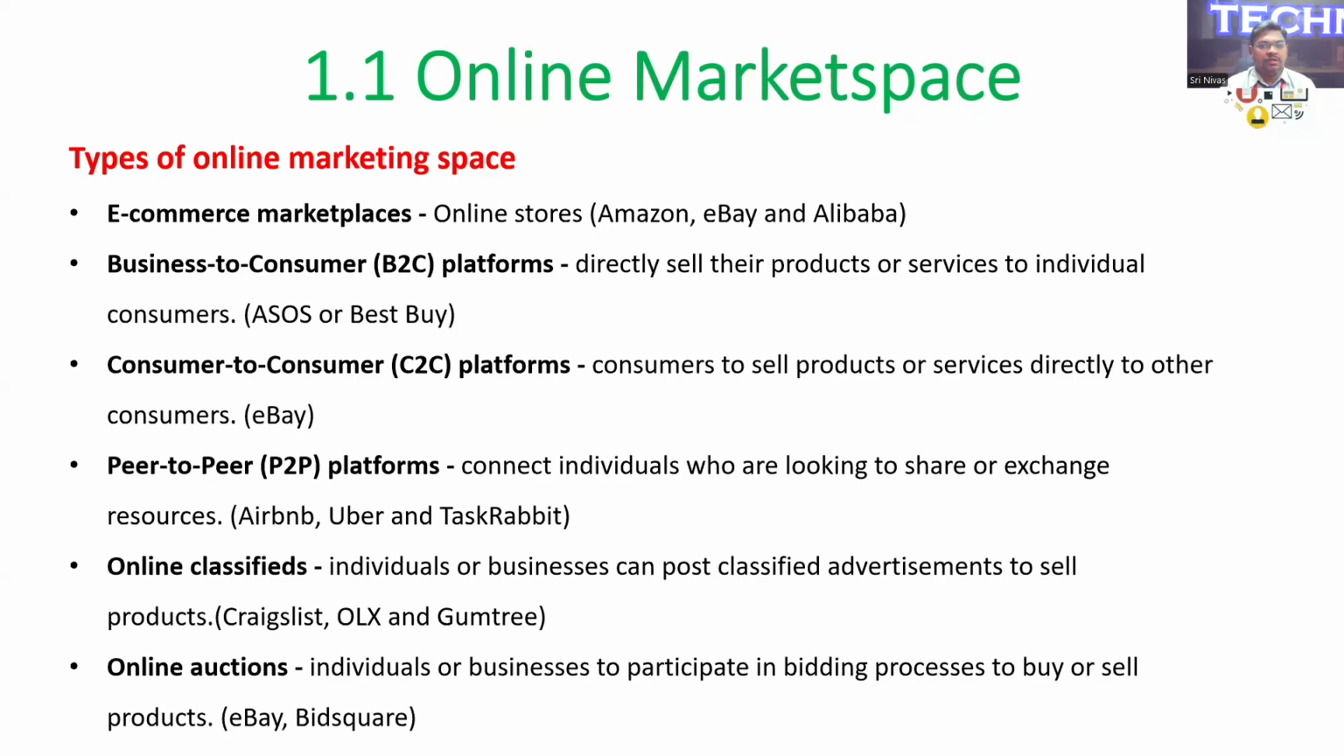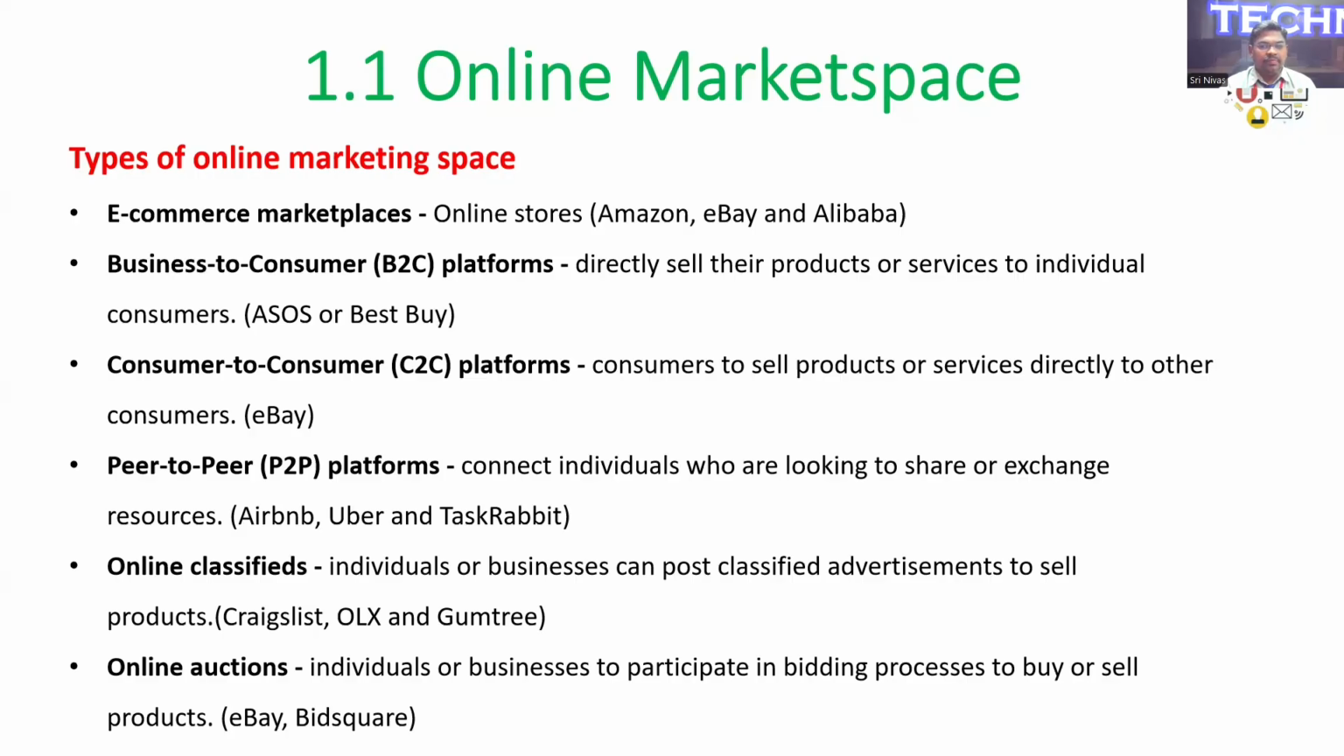And also the business to consumer, B2C, platforms. This is one type of selling their product, but it is different. They directly sell their product or services to individual consumers. For example, ASOS or similar. And then the third one is consumer to consumer, C2C, platforms. Consumers sell products or services directly to other consumers. That is consumer to consumer.